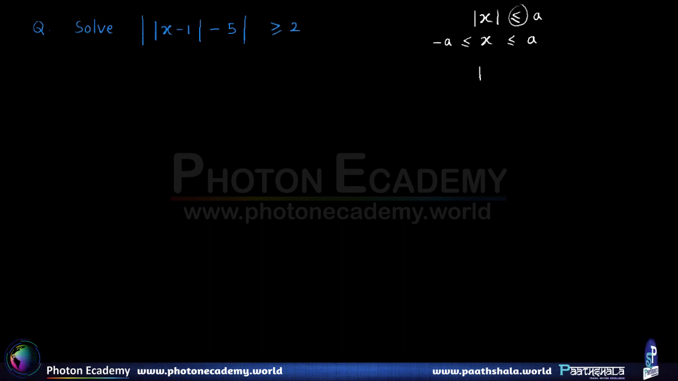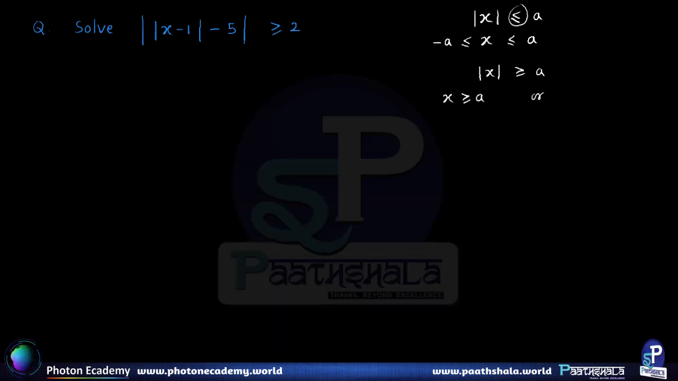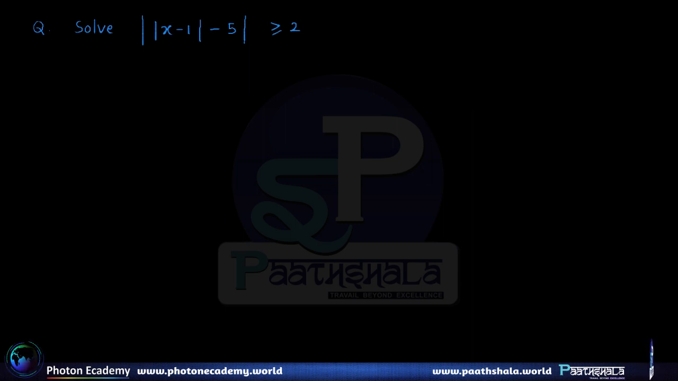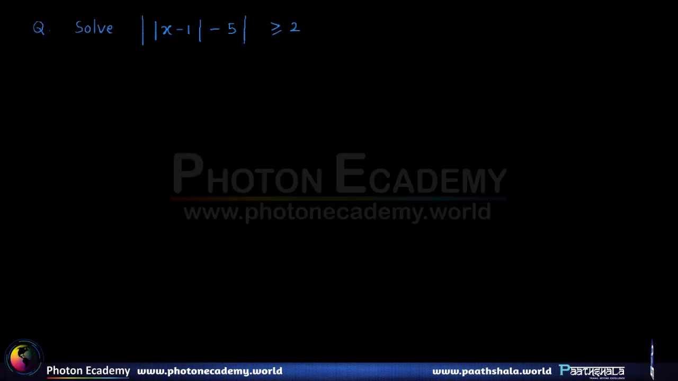Now what if we have modulus greater than a certain number a? In that case, x can be greater than or equal to a, or x can be less than or equal to minus a, isn't it? So therefore, based on this, let us solve the given inequality. Now here we have greater than or equal to 2.